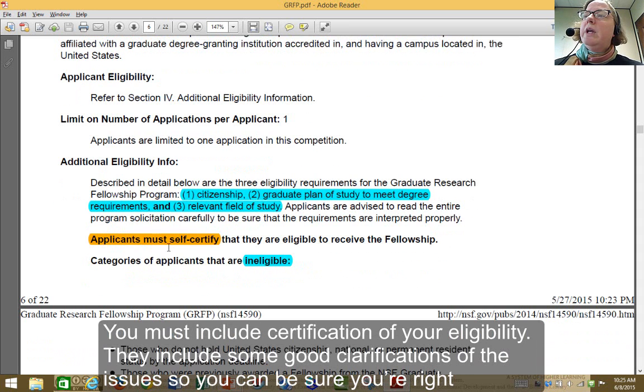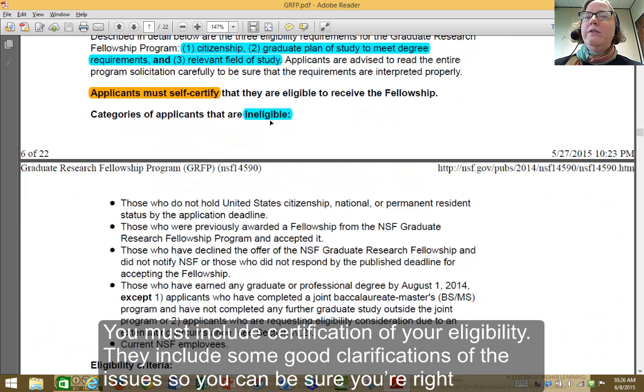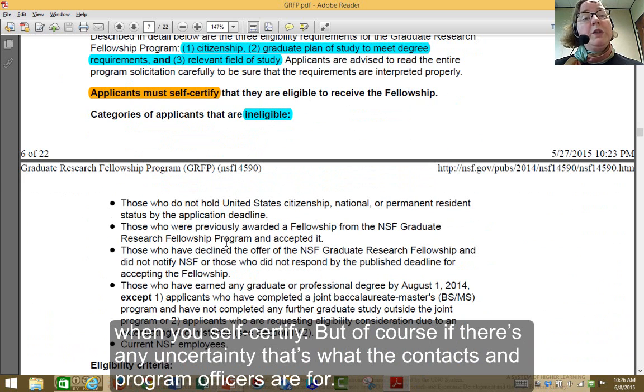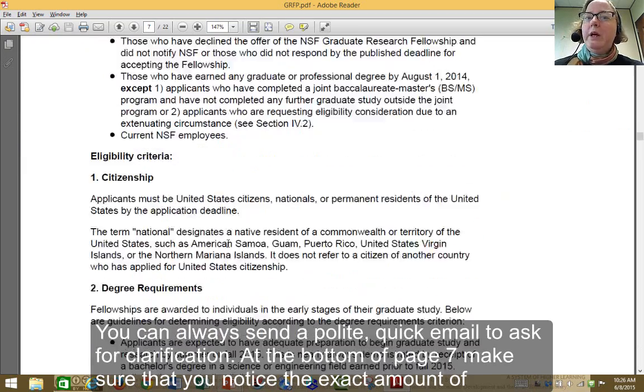You must include certification of your eligibility. They include some good clarifications of the issues so you can be sure that you're right when you self-certify. But of course, if there's any uncertainty, that's what the contacts and program officers are for. You can always send a polite, quick email to ask them for clarification.